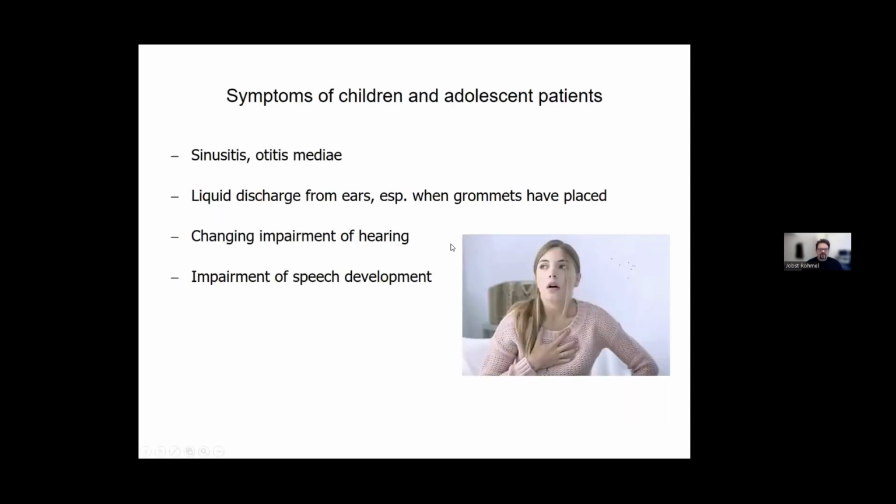And in adolescents and children, sinusitis starts because the sinuses develop, also otitis media, chronic discharge from the ears, especially when grommets have been placed. This is a controversial issue, other people will talk about it. They have changing impairment of hearing, and also problems with speech development.